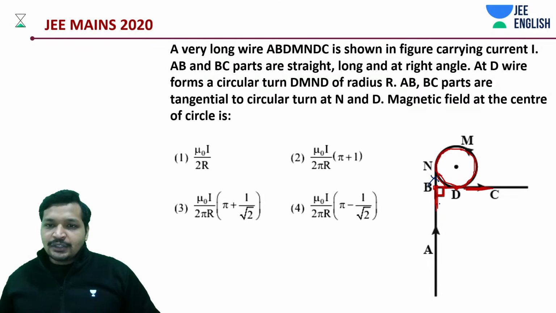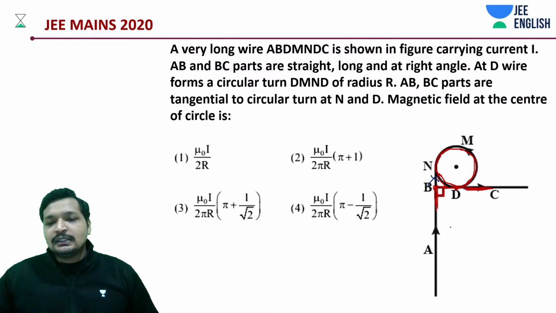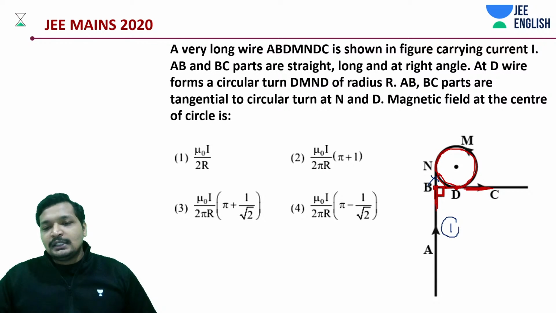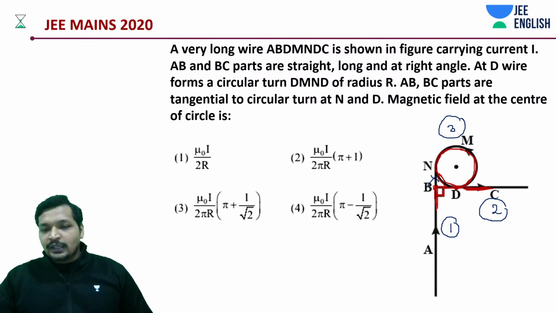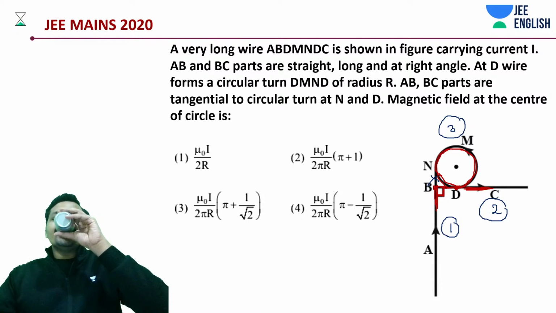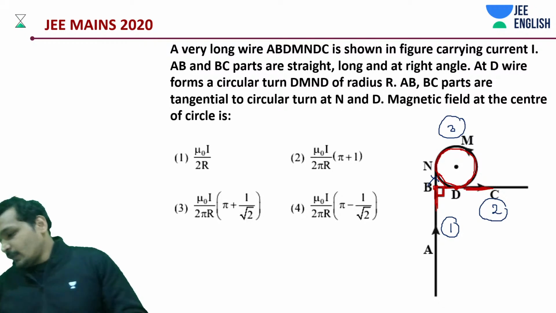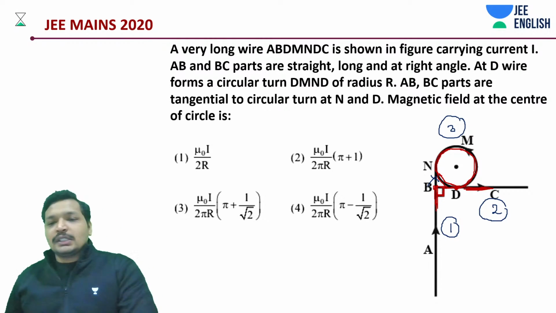There are actually how many elements that are going to create the magnetic field? 3 elements, isn't it? One is this wire, the other is the wire perpendicular to this, and the third one is the loop. Okay. And where are we supposed to find out? Magnetic field at the center of this.